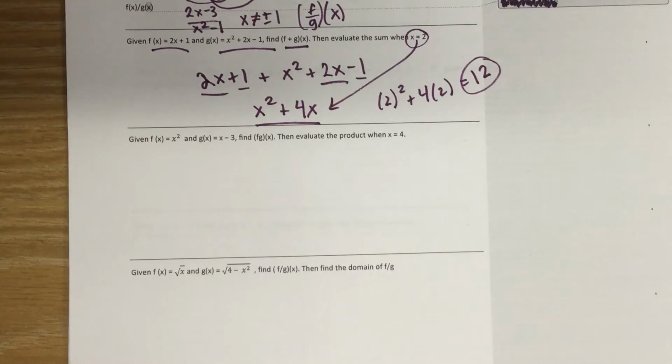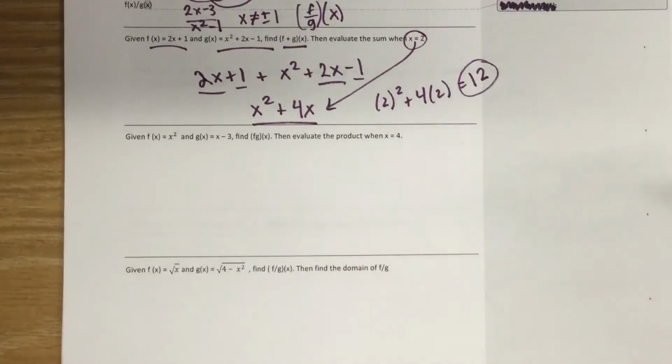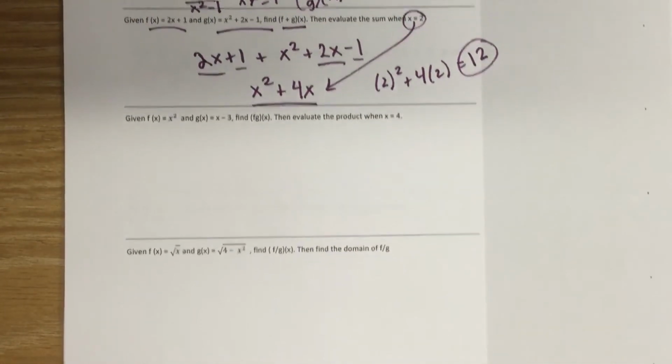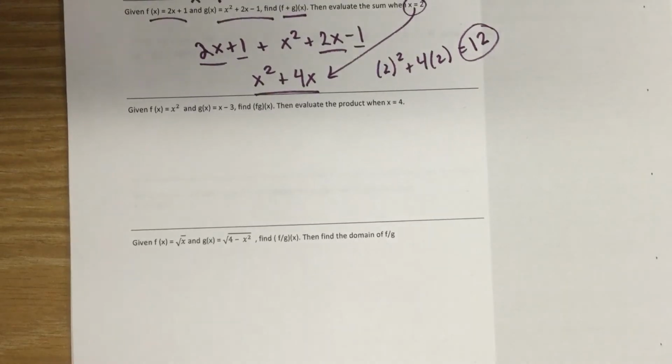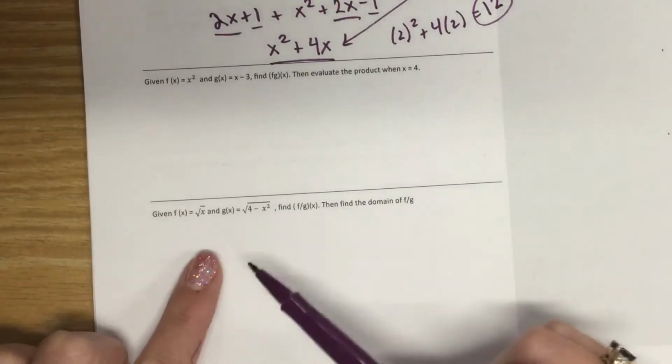Okay, next one says that if we have, this one's very similar, but it wants f of g of x, evaluate the product when x equals 4. I actually want to leave this one for you to do and see if you can figure out that one. See if you can do the multiplication of the two and then evaluate where the product is x equals 4. So you're going to answer that question on the video. So for everyone else, we're going to jump down.